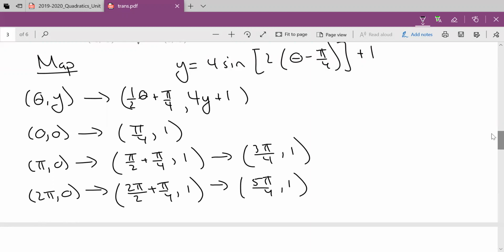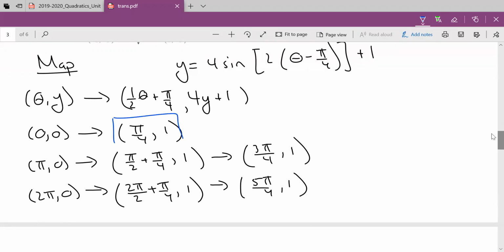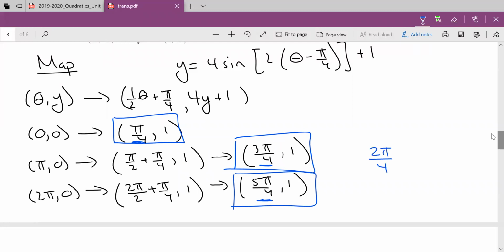Perfect. Okay, here's the points that we're going to use now. It's our new coordinates. This one, and this one. Okay, I'm already recognizing a pattern. Do you see the distance between pi quarter, 3 pi quarter, and 5 pi quarter? The distance between each of those is 2 pi quarter, or pi half. Okay, that's going to be really useful when we're drawing this.